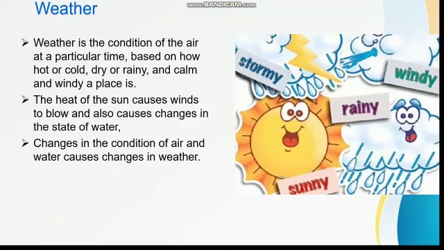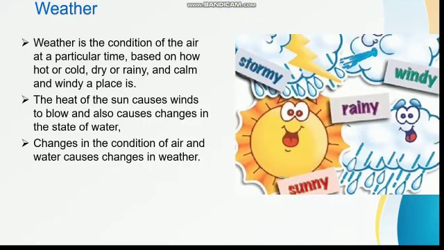Weather. You would have heard in the weather forecast that today it might be a sunny day, windy day or a rainy day. What does all these refer to? These refer to the condition of the atmosphere at a particular time in a particular place. That is nothing but the weather.